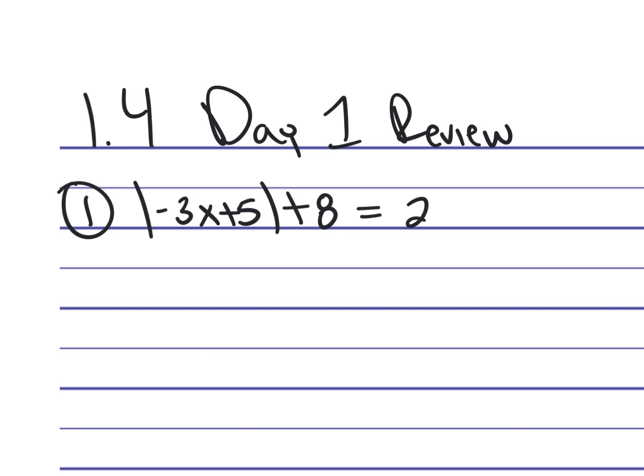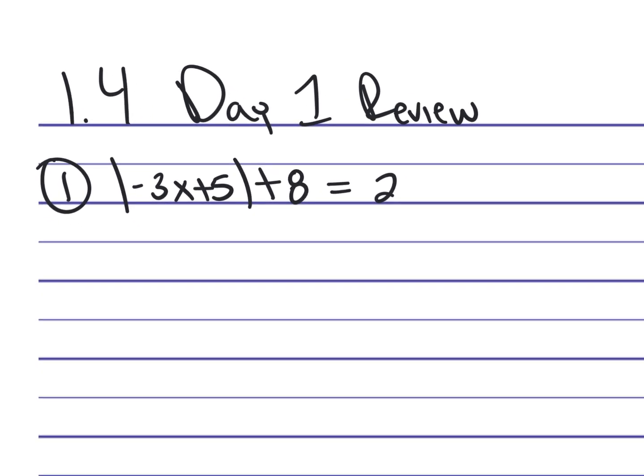So we're going to start with 1.4, solving absolute value review. For this first question, we have the absolute value of 3x plus 5, plus 8 outside, equal to 2. So if we go through the steps, my first step is to isolate.